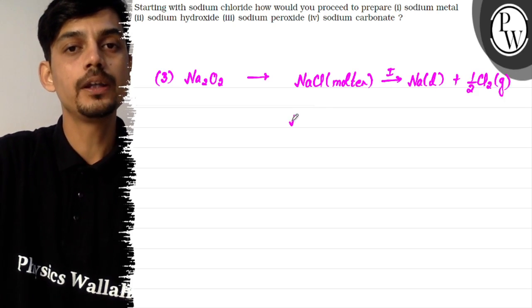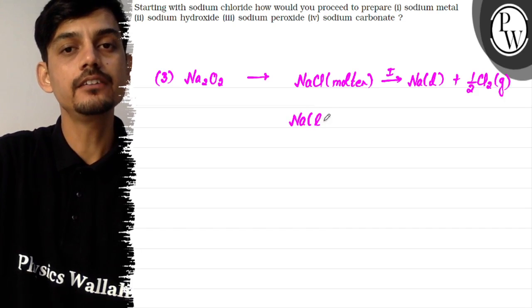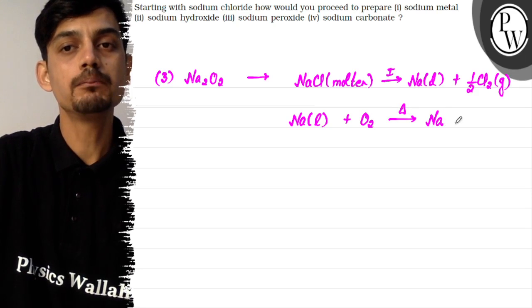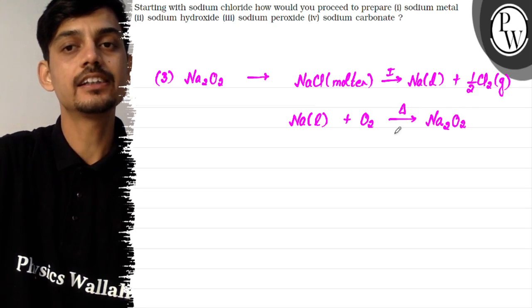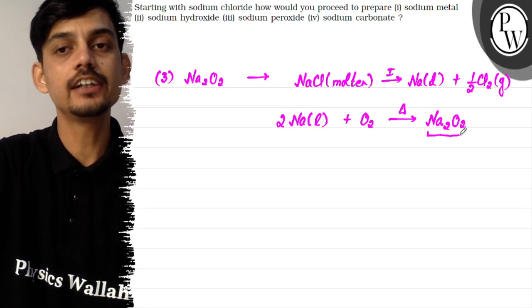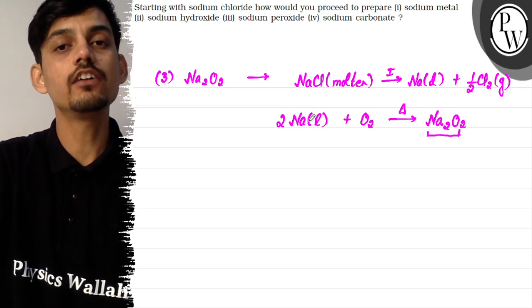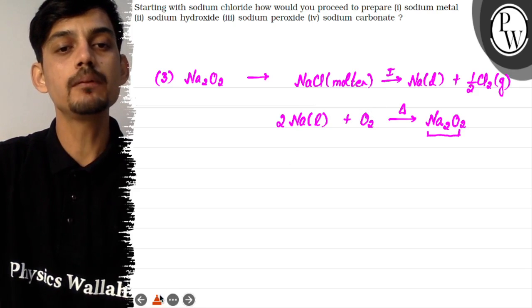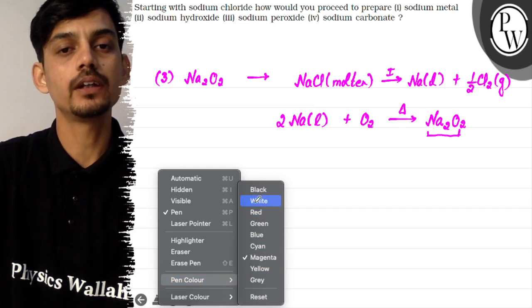Now this sodium metal is directly burnt in air in presence of oxygen. So on burning we directly get sodium peroxide. Sodium की tendency है peroxide बनाने के instead of oxide or superoxide. So we directly get sodium peroxide on burning of sodium metal in excess of air. So that's how we prepare sodium peroxide from sodium chloride.